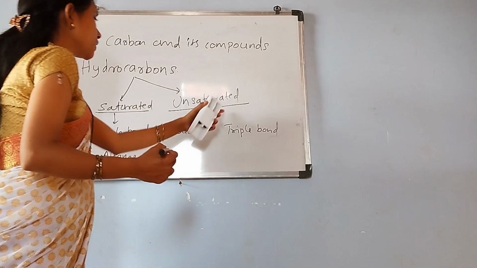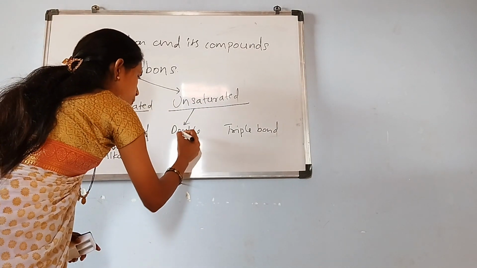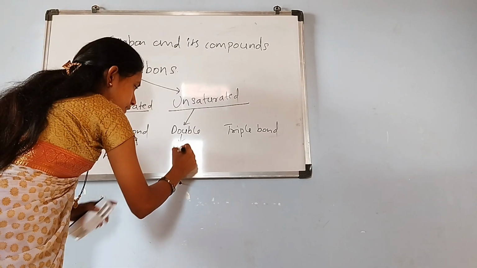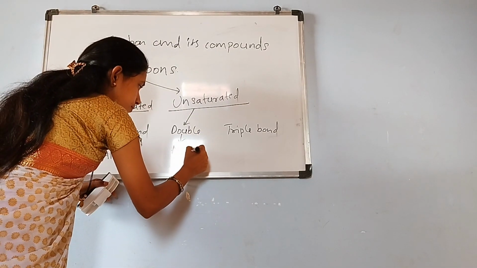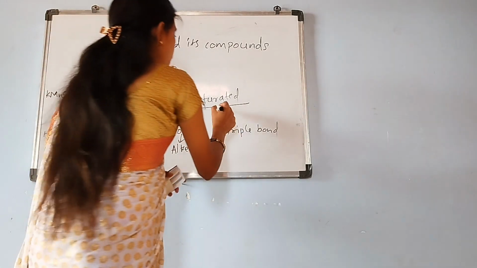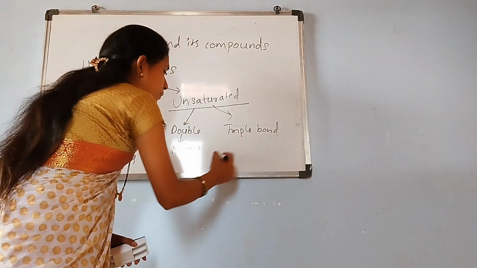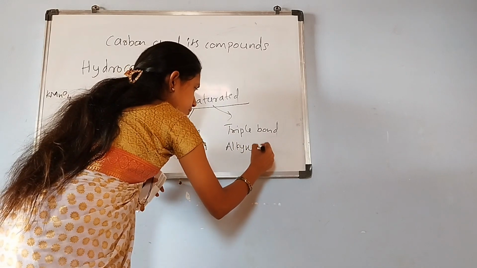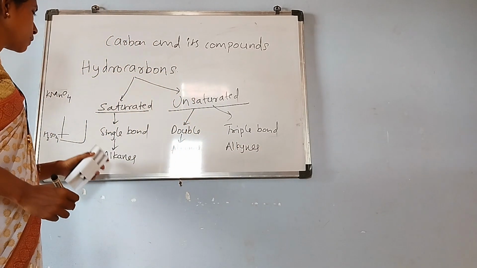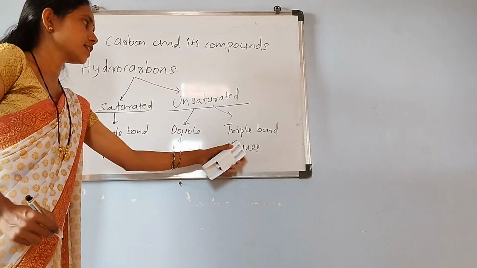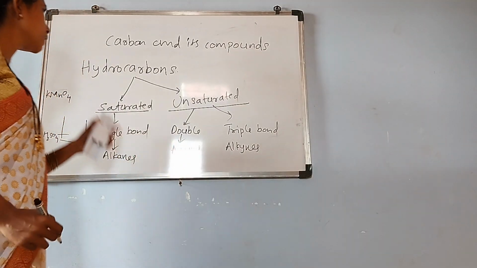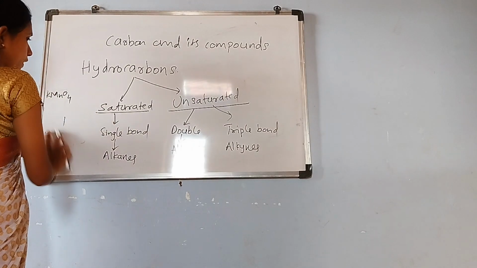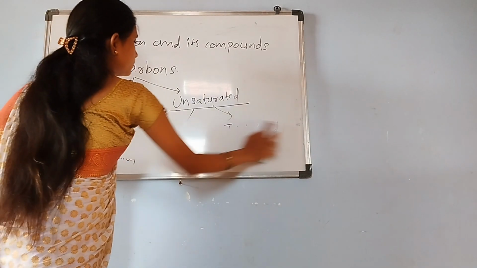Here in unsaturated, a carbon-carbon double bond, we just call them alkenes. Here a carbon-carbon triple bond, we just call them alkynes. So now we are individually studying alkanes, alkenes and alkynes. These are the series of the hydrocarbons.